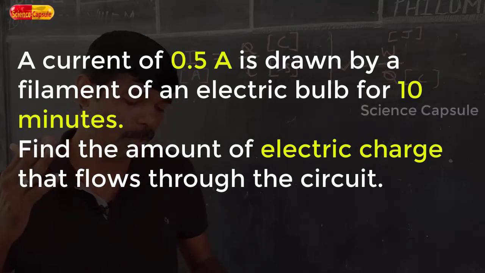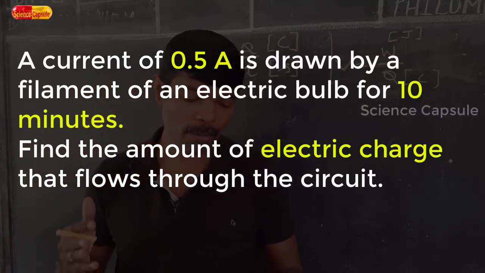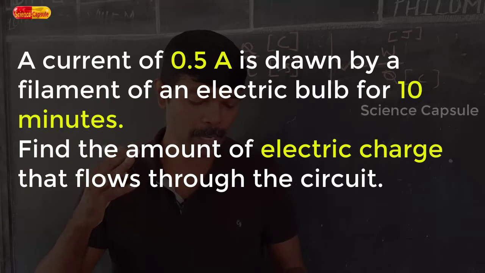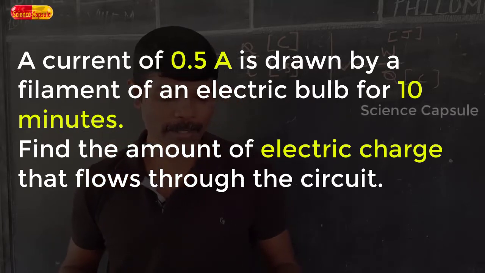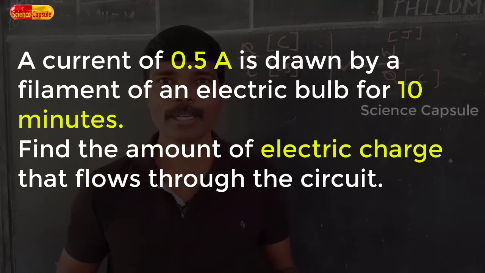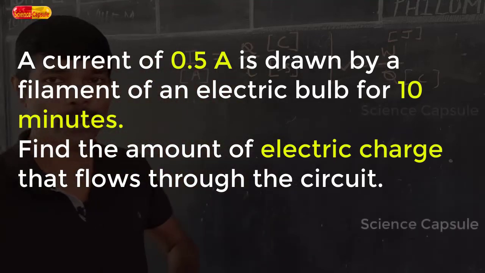See here, a current of 0.5 ampere is drawn by a filament of an electric bulb for 10 minutes. Find the amount of electric charge that flows through the circuit. So this is the question, as you can see on the screen.